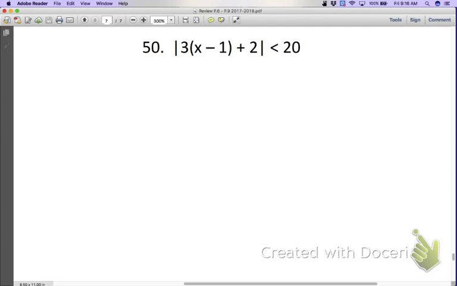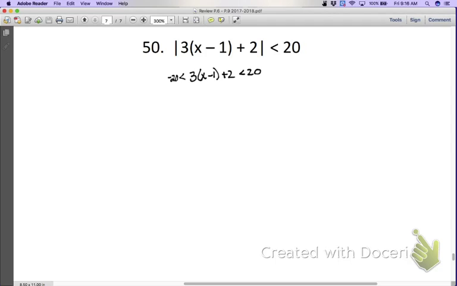Okay, so it's a less than, so that means it's going to be a compound inequality. Again, you can do it as much or as little as you want. I'm just going to rewrite it as 3 times x minus 1 plus 2, less than 20. Then on the other side, since it's a less than, I always have two problems. If it's a greater than, I'm going to have an or, and I'm going to flip the sign and make it negative. Whereas if it's a less than, all I have to do is put the less than in front and have a negative 20 on the front side.